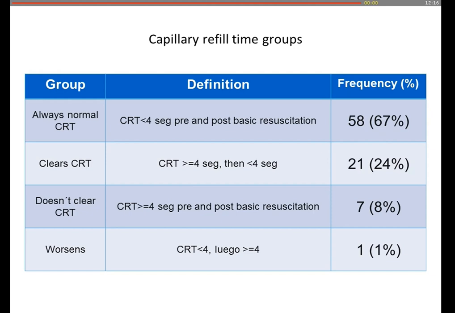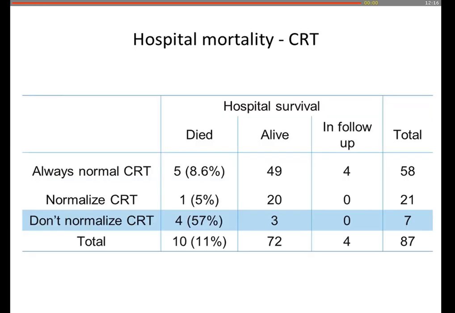The primary focus was capillary refill time. 67% of the patients had a normal capillary refill time, and 24% of the abnormals cleared or normalized their capillary refill time, and this is the mortality. And now it becomes somewhat more clear. If you have an abnormal capillary refill time, more than 4 seconds, and you don't normalize it after a fluid resuscitation, your mortality is almost 60%. When you have a normal capillary refill time or normalize it, mortality is around the baseline mortality of the whole group, around 8%. So that's a huge difference in mortality between the two groups.